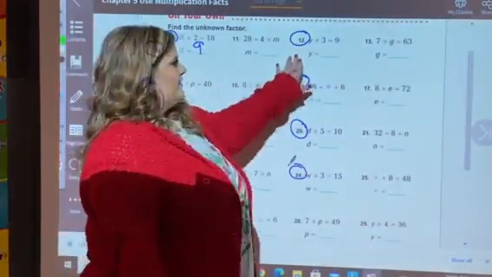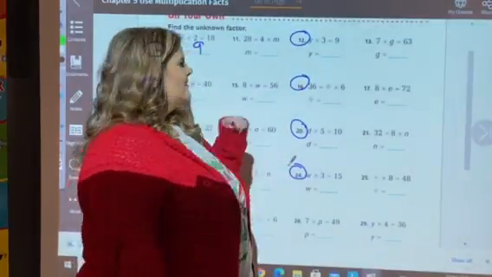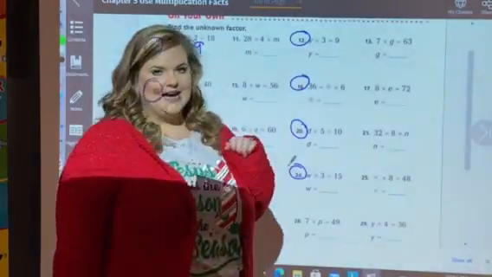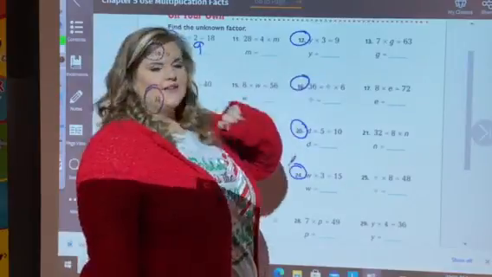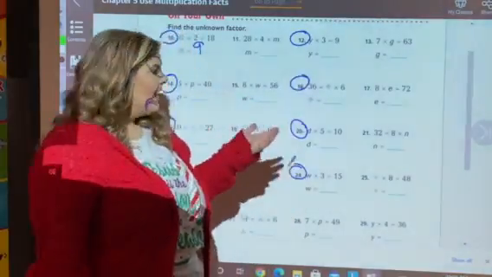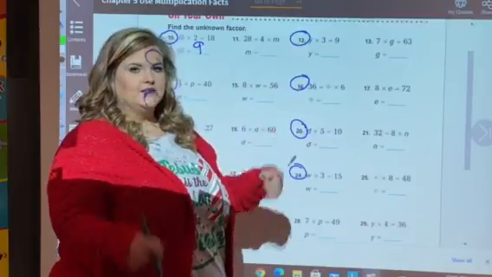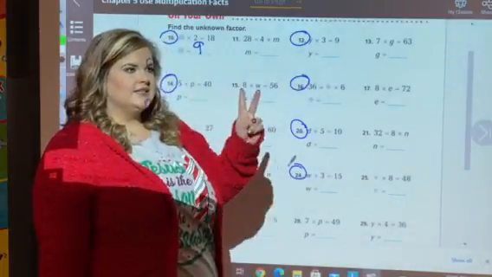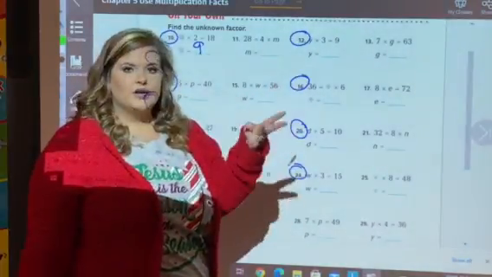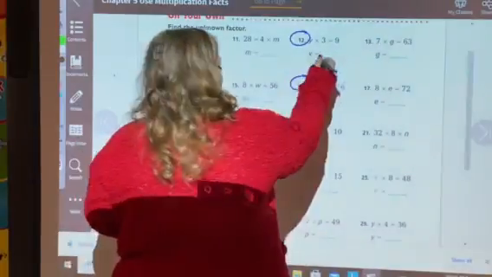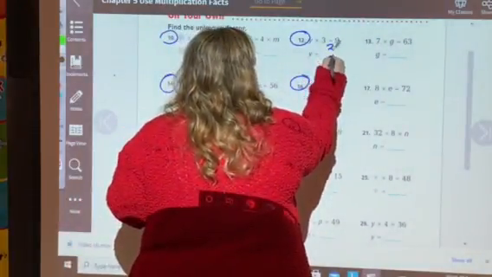So let's look at number 12. Number 12 says y times 3 equals 9, okay? So what are we going to have to count by? What factor do I have? I have a 3, so I can count by 3's until I get to 9. So we'll go 3, 6, 9. There are 3 groups of 3 to get to 9, okay?